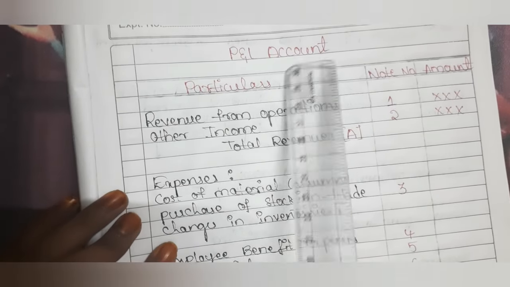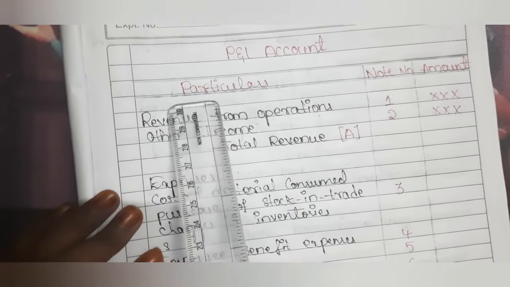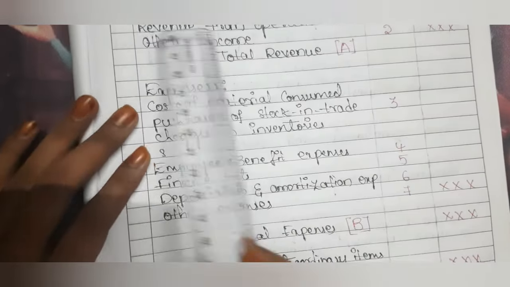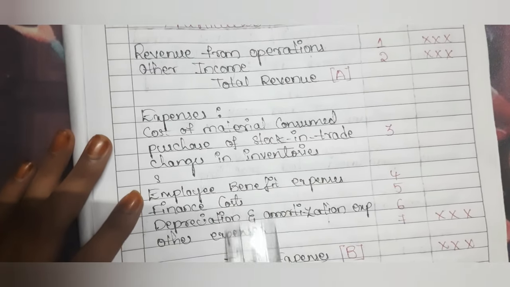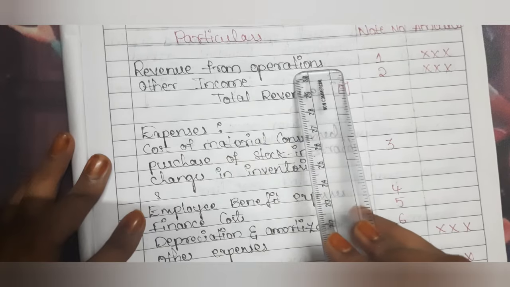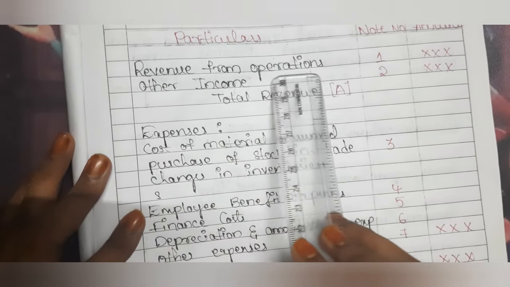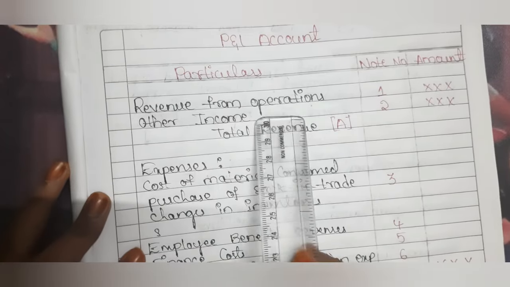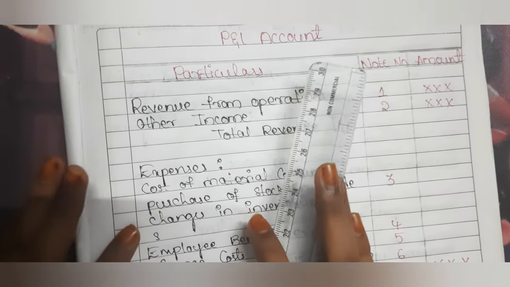So the P&L account, the profit and loss account proforma, will be like this: particulars, note number and amount. In particulars, let us see what things you need to mention. In particulars, first will be revenue from operations.